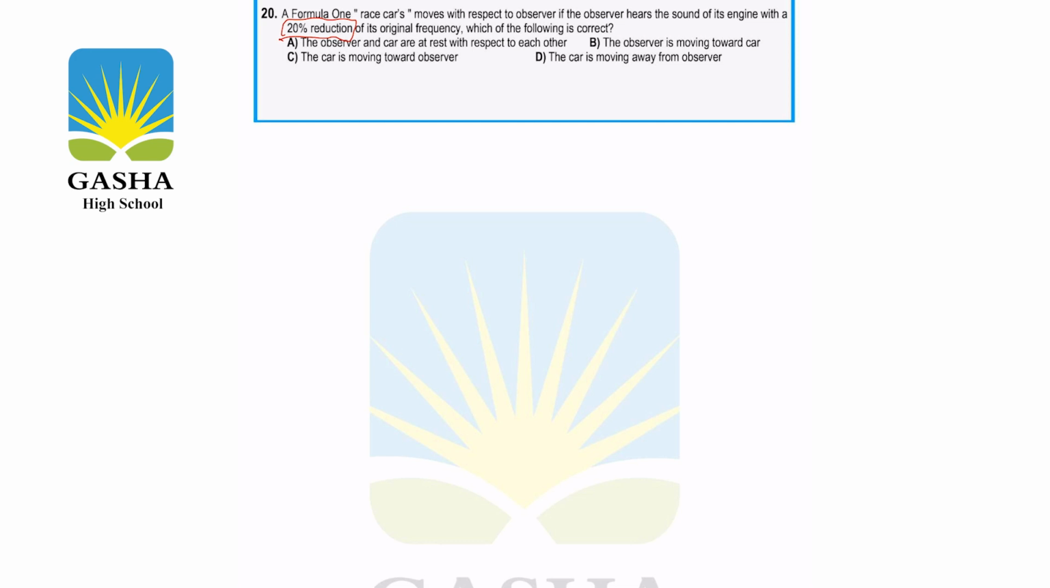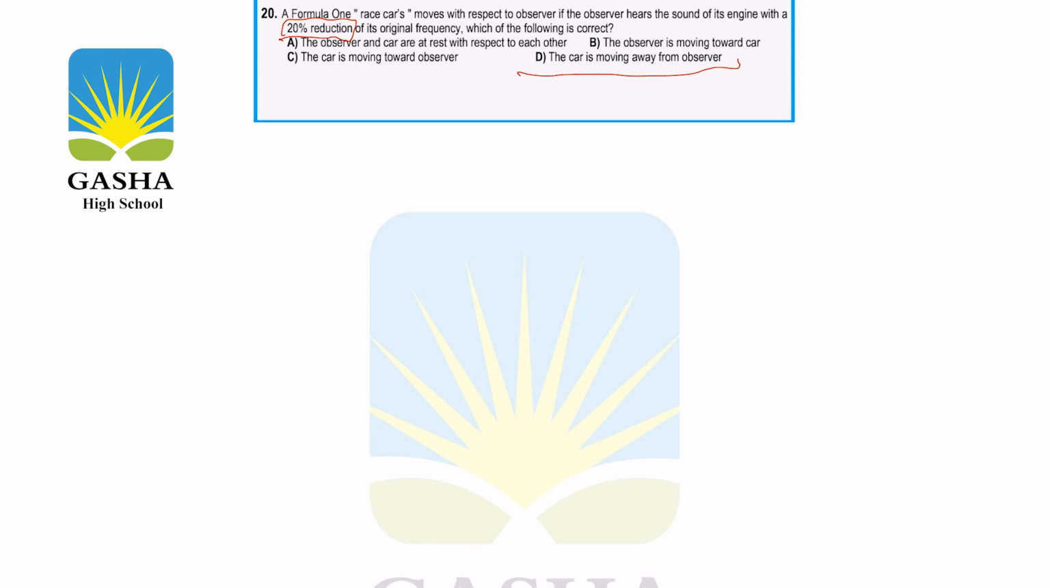So let's move on to D, and D says the car is moving away from the observer. When a source is moving away from an observer, we already know that the frequency heard by the observer decreases. Since we have a 20% reduction of the original frequency, D will be the correct answer, because the car, or the source, is moving away from the observer.